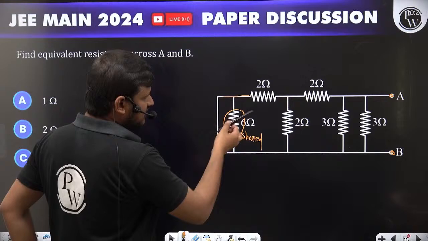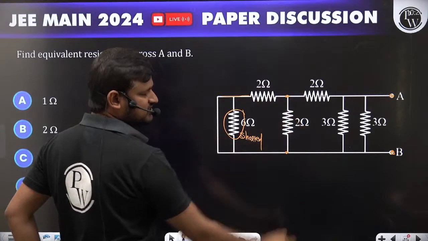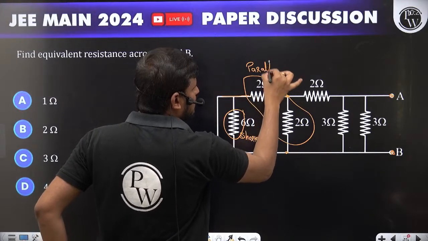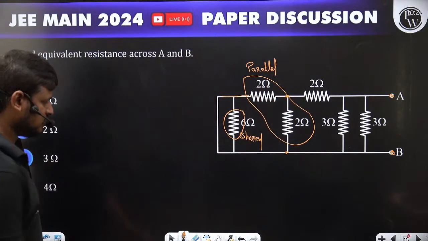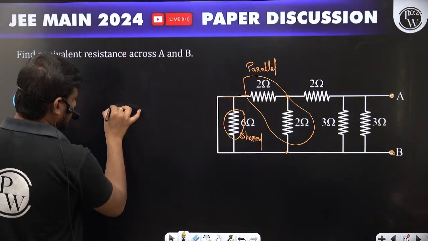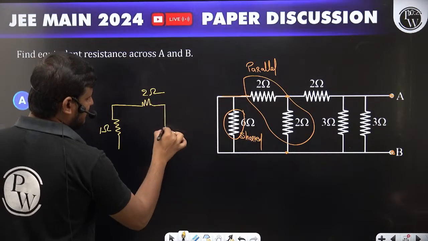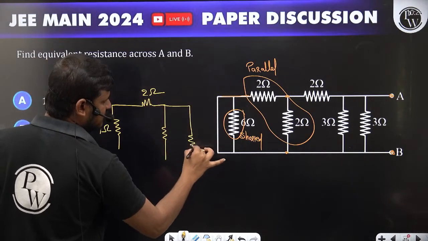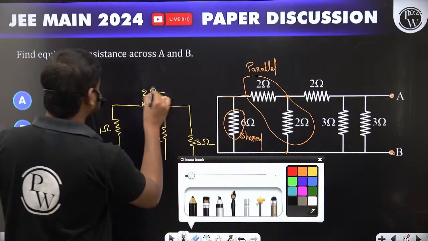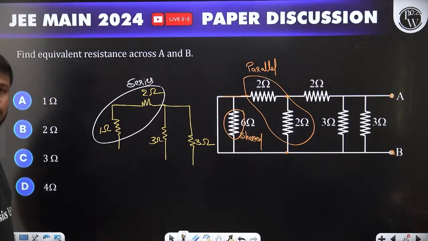So then this 2 ohm resistor and this 2 ohm resistor, they both will be in parallel. Now the 2 and 2 are in parallel, so we get the resultant as 1 ohm. Now you can see this is 1 ohm and this is 2 ohm, and here we have a 3 ohm resistor, 3 ohm and 3 ohm. Again you can observe here, these two resistors will be in series combination.